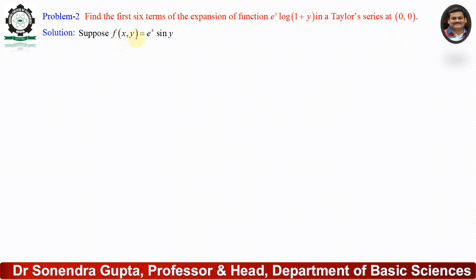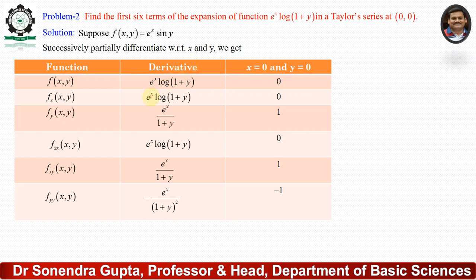Suppose we have the function f of xy equal to e to the power x log 1 plus y. Now again we partially differentiate with respect to x and y in tabulation form. Then we get f of xy equal to e to the power x log 1 plus y, and putting x equal to 0, y equal to 0, we get the value 0, because log 1 plus 0 is log 1, and log 1 is 0, and e to the power 0 is 1, and 1 into 0 is again 0. Similarly, we can differentiate with respect to x and y, fxx, fxy, fyy, and putting the values 0, 0, we get these values.